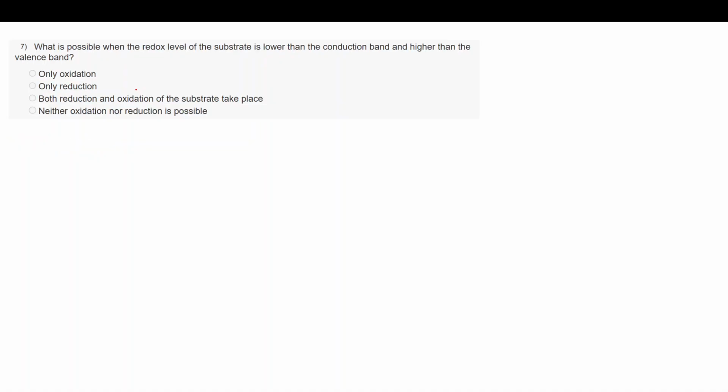What is possible when the redox level of substrate is lower than the conduction band and higher than the valence band?